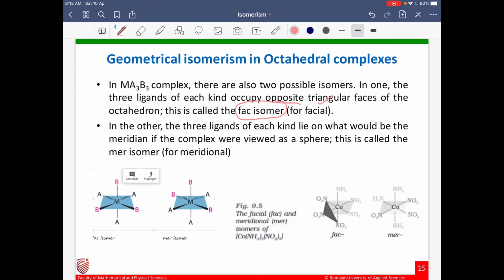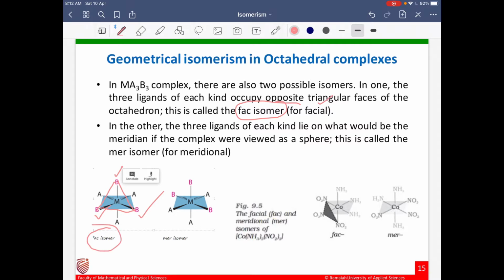So here we can see three ligands, the same ligand, they occupy triangular faces. You see, if I join all these, we will get a triangle. So it's a triangular face of the octahedron structure. So that's why this isomer is known as the facial isomer.